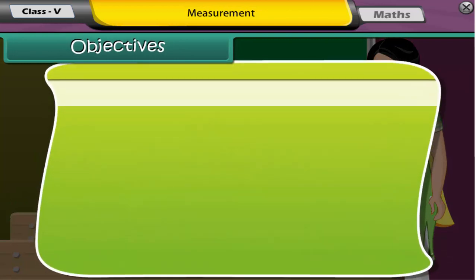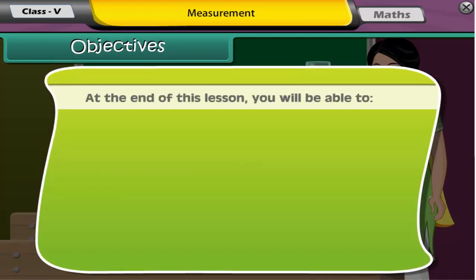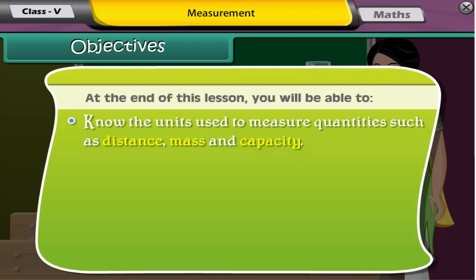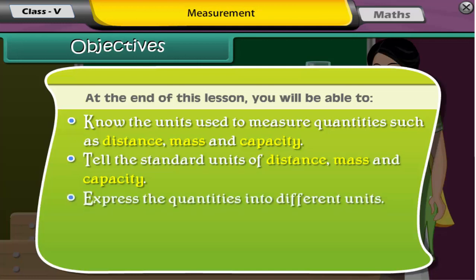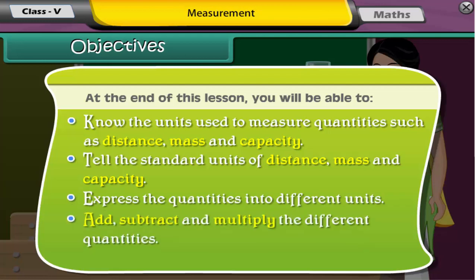Objectives. At the end of this lesson, you will be able to know the units used to measure quantities such as distance, mass, and capacity. Tell the standard units of distance, mass, and capacity. Express the quantities into different units. Add, subtract, and multiply the different quantities. Convert rupees into paise and vice versa.